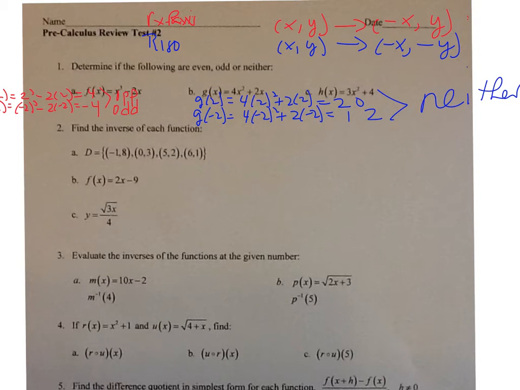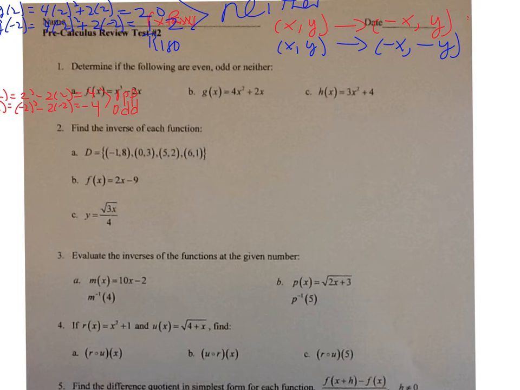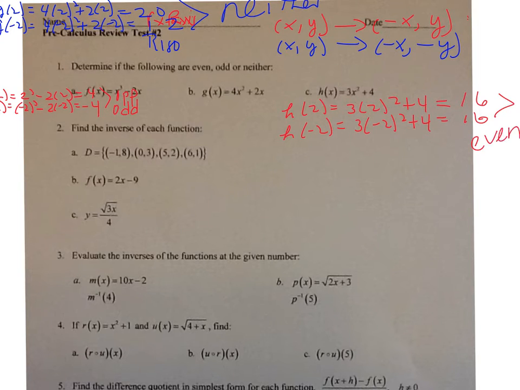Okay, and C. All right, we have h of x is equal to 3x squared plus 4. So we'll do h of 2. So it's 3 times 2 squared plus 4. So 2 squared is 4, times 3 is 12. 12 plus 4 is 16. And now we're going to do h of negative 2. So I have negative 2 squared is 4. 4 times 3 is 12. 12 plus 4 is 16. These are equal, so that means it's even. Okay, so let's take a look at number 2.